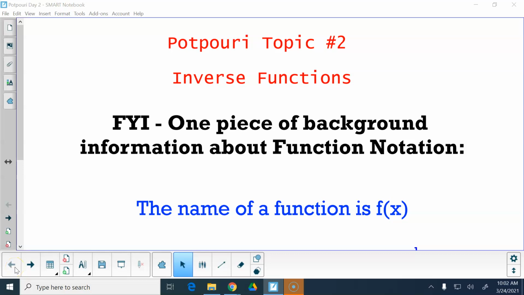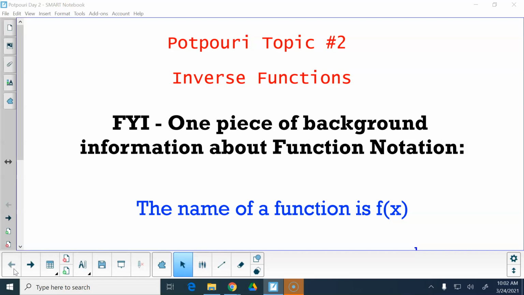So, continuing on our potpourri stuff, again, remember that this stuff is not going to be quizzed or homework this week. However, it will be on your final, so I strongly encourage you to be taking some good notes on this because there are questions on simplifying radicals from earlier this week. There's inverse questions. There's one-to-one questions. Tomorrow's topic is a one-to-one function.